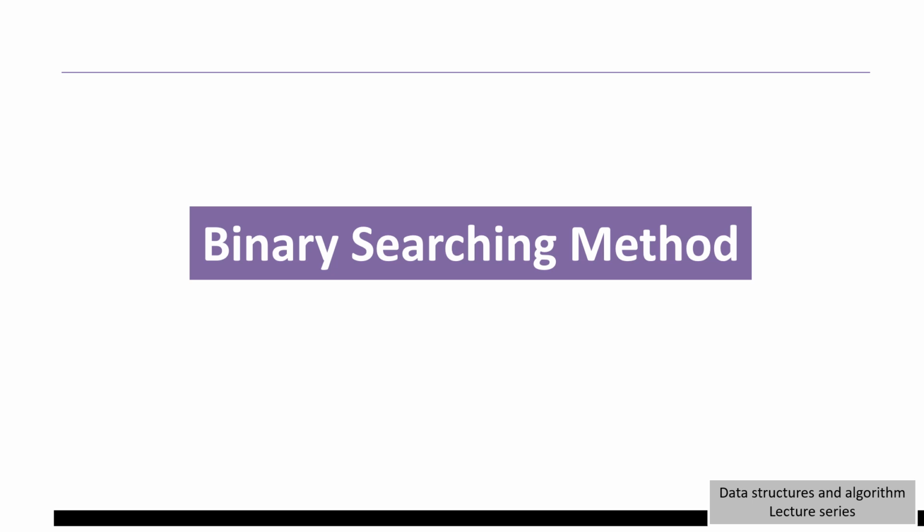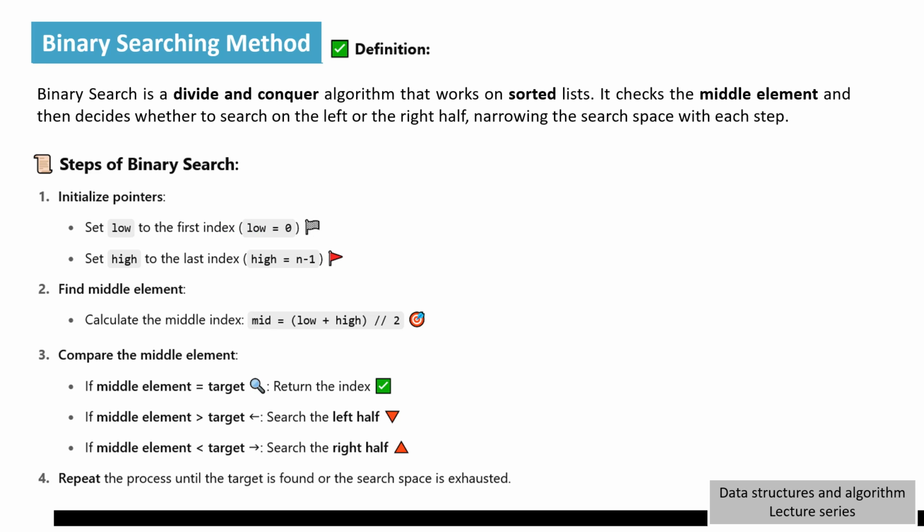Method number 2, the binary search method. As per definition, binary search is a divide and conquer algorithm that works on sorted lists only. If in an examination or interview they ask you to distinguish between linear search and binary search, you can quote this point that it works on sorted lists only. It checks the middle element and then decides whether to search the left or the right half, narrowing the search space with each step.